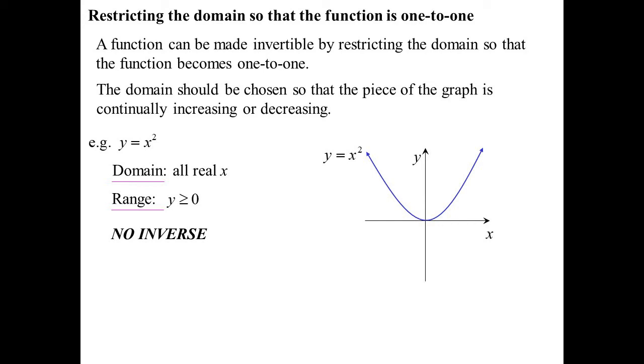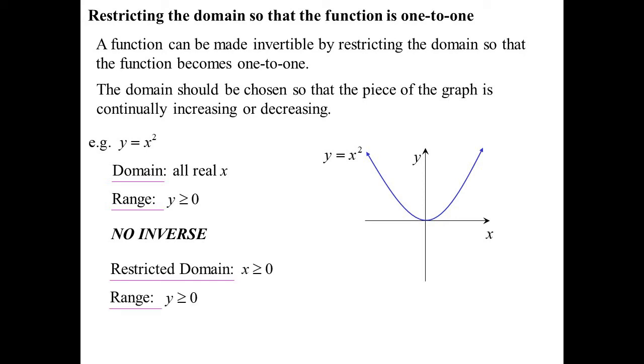What would be another choice I could make? Yeah, less than or equal to 0. So less than or equal to 0 would be continually decreasing. Greater than or equal to 0 would be continually increasing. In this situation, because both of them are going to get me the complete range, we tend to go with the positive rather than the negative. So I'm going to restrict it to x is greater than or equal to 0.